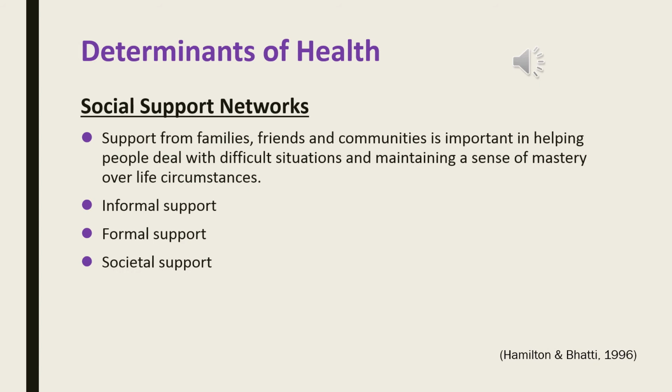Another determinant of health is social support networks. Support from families, friends, and communities are all important in helping people deal with difficult situations and maintaining a sense of mastery over their life circumstances. Important to our health is receiving informal support, so that could be from peers or families or communities. Formal support, and that could be from professionals, institutions, or different agencies, as well as societal support, and that might be the attitudes, beliefs, and values that surround us.